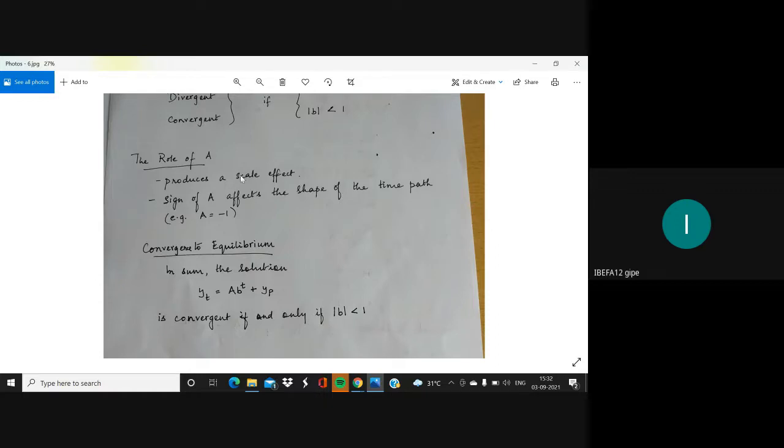Okay. So ma'am, please scroll up a bit about the convergent and divergent. See, I think I didn't photograph this part. So for divergent, you'll just put mod B or absolute value of B is greater than 1. Okay, that part is not visible in the photo anyway. Thank you.